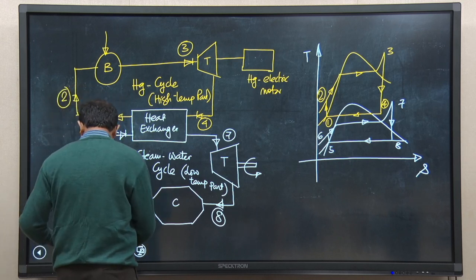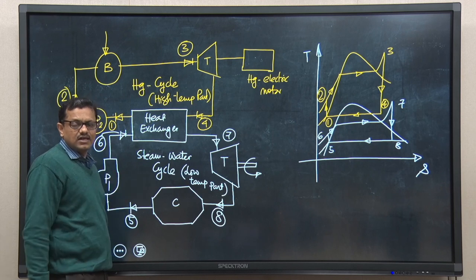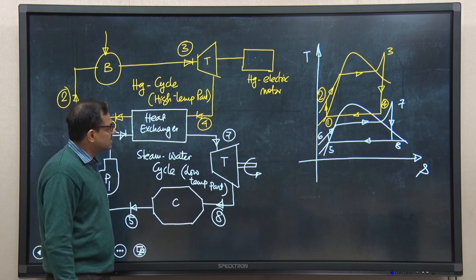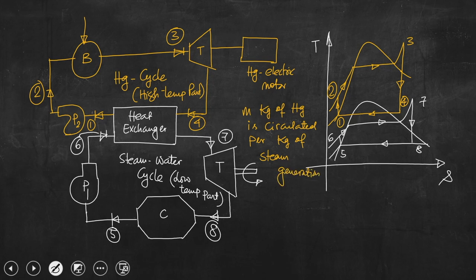So, now in this class our objective is to analyze, essentially to discuss or calculate the thermal efficiency. So, if we consider that m kg of mercury is circulated per kg of steam generation, this is what we are assuming.